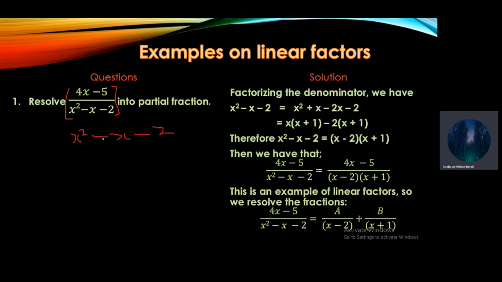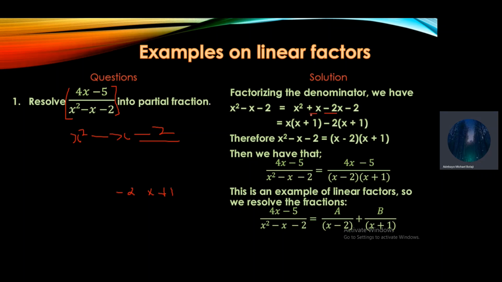I'm sure we all remember factorization. You are looking for factors which, if you multiply them, will give minus 2, and if you add them, give minus 1. And those factors will be minus 2 and plus 1. Is that okay? Minus 2 times plus 1 will give us minus 2, and minus 2 plus 1 will give us minus 1. So that's why we have minus 2 here as a factor and plus 1 here.